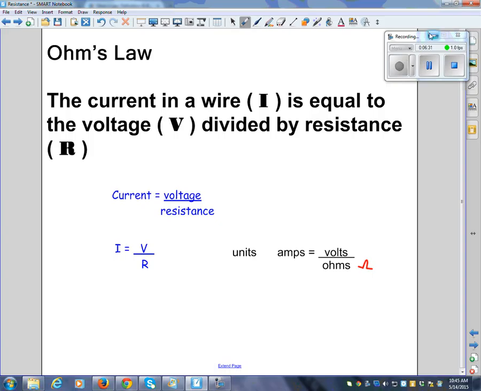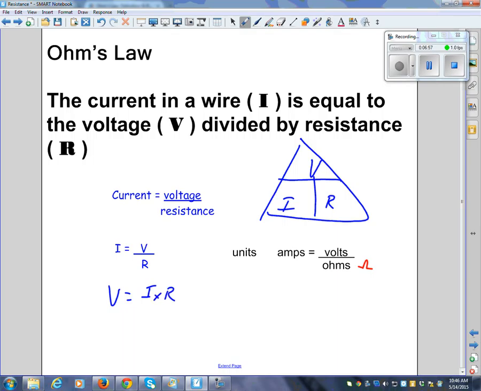If you want to include the magic triangle, you would write it like this. It would be V, I, R, like this, right? Which means that if you're solving for I, you cover it up, you got V over R. If you're solving for V, cover it up, so you're going to have I times R. And if you're solving for R, you cover that up, and it's going to be V over I.